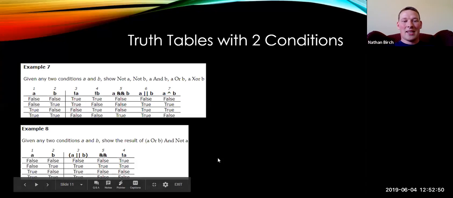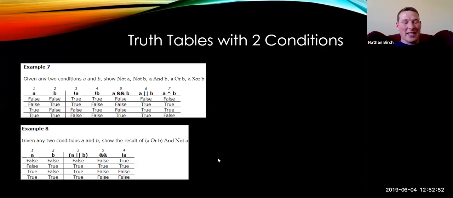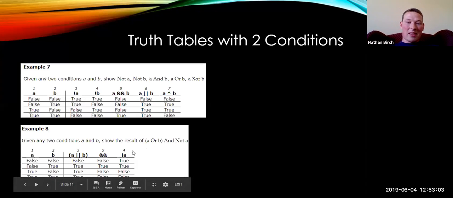So here's another example. Given any 2 conditions, A and B, look at the left side, it's the exact same thing. We have those 4 scenarios for the 2 conditions: A and B either both false, both true, or one and the other, or swapped. And then we have these 3 different operators that we're going to work with and see how they look. This first one, either A or B, is the inclusive or, so it's the exact same thing as column 6 right here.